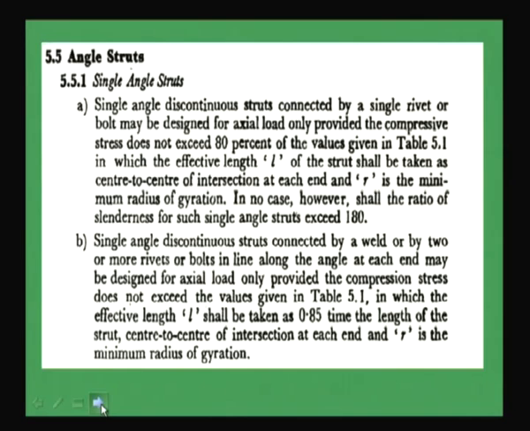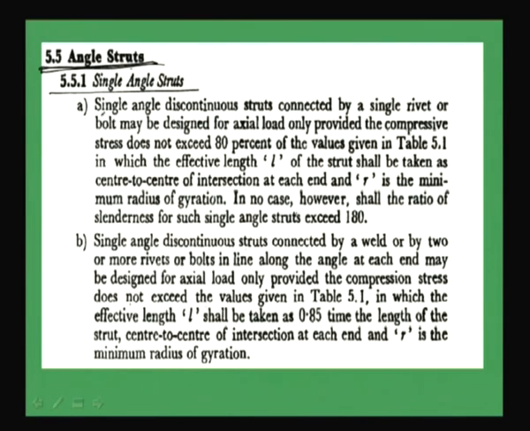Now, another codal provision has been given in IS code, IS 800 1984, in clause 5.5, which I am just going to read out because this is important. While designing the angle sections we have to find out the effective length accordingly. So, in clause 5.5.1 it is told, for single angle struts, what is that?